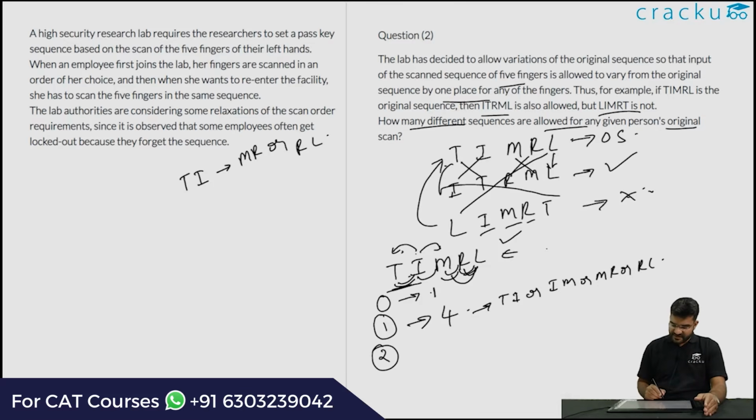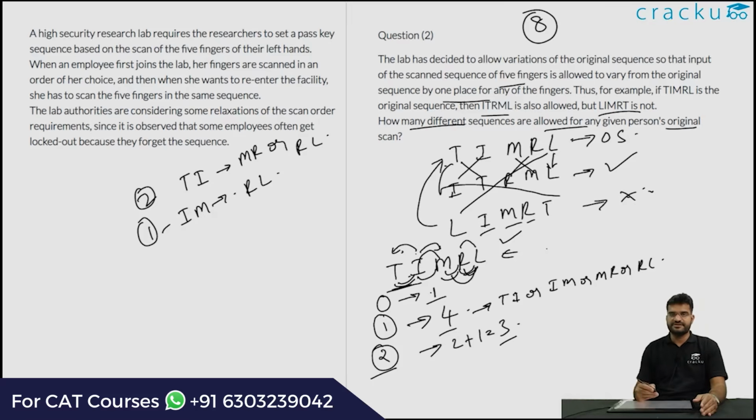Similarly, if TI is not being interchanged and if say IM is being interchanged, there is only one possibility, that is RL. So the number of ways in which exactly 2 pairs of keys will be interchanged is, here there are 2 and here there is 1. So 2 plus 1, which is equal to 3. So the total number of different sequences that are possible are 1 plus 4 plus 3, which is equal to 8. Now let us look at the next question.